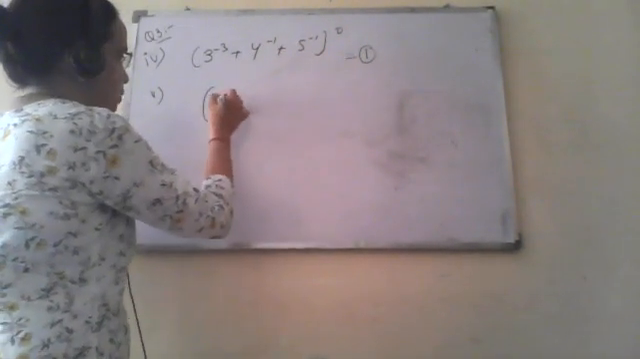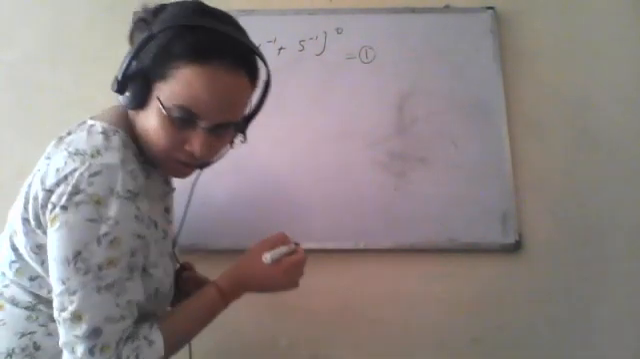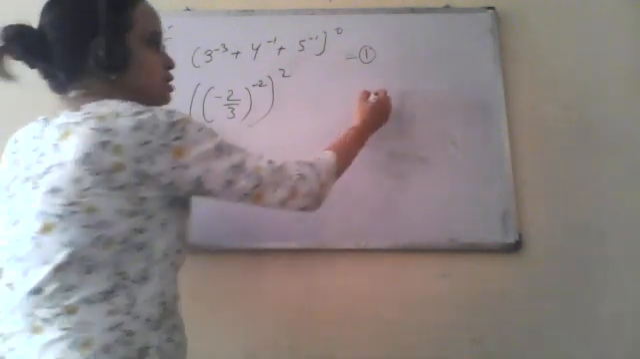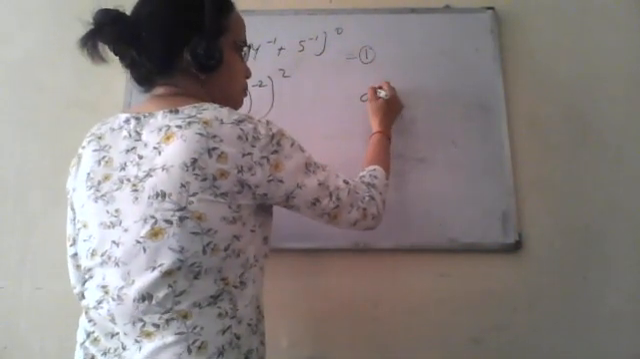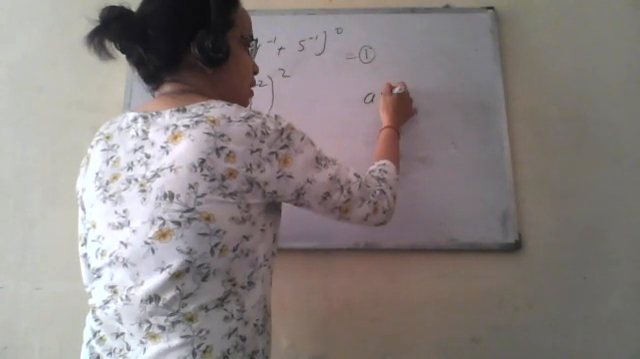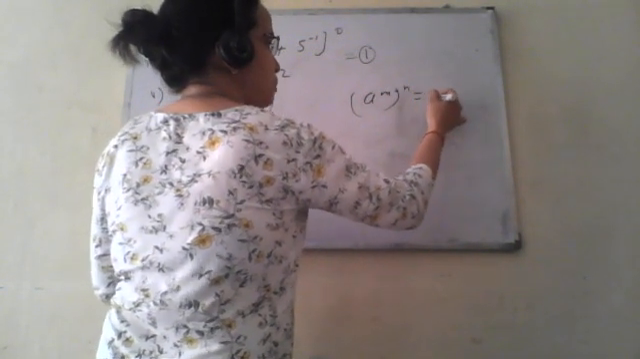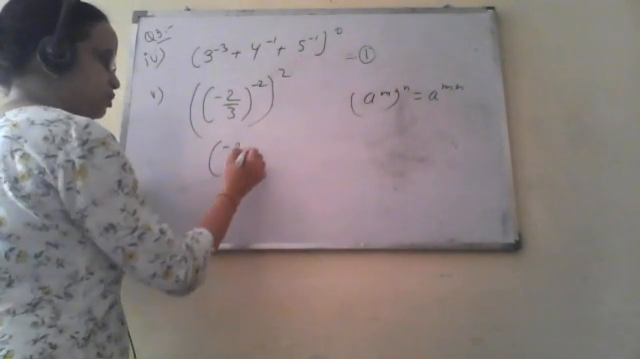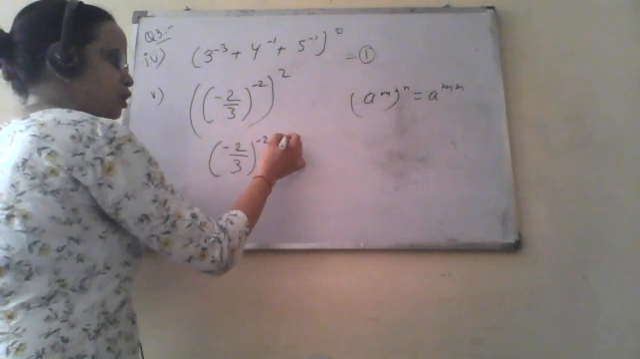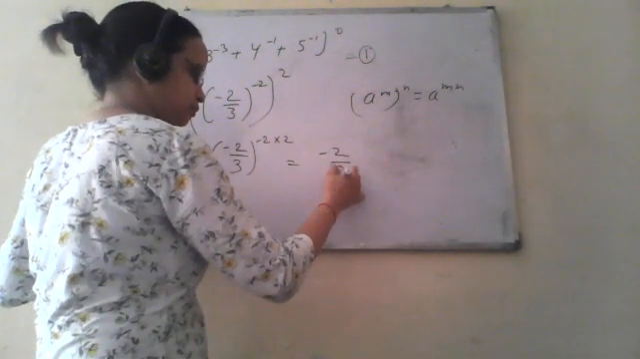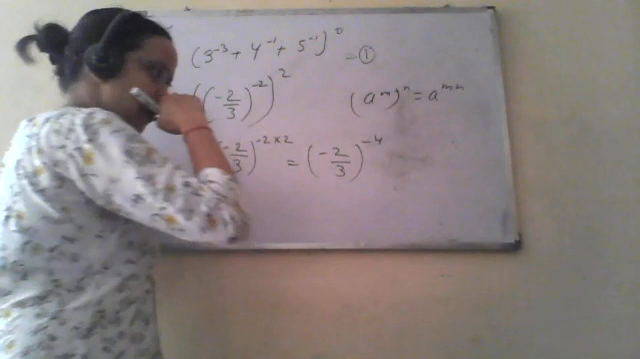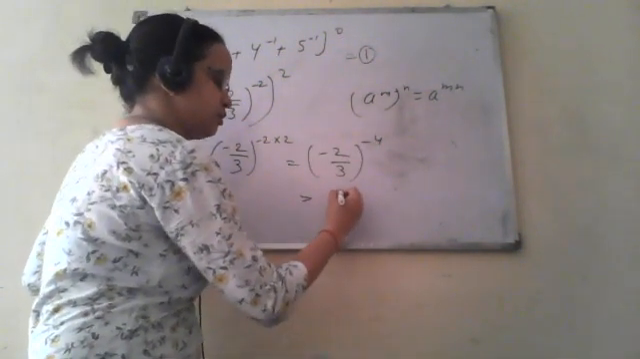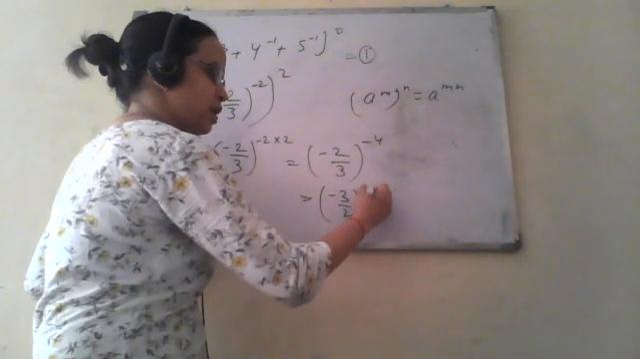Okay. So now the last part of this question, that is the fifth part. We have minus 2 upon 3 raised to the power minus 2, whole to the power 2. Now a to the power m whole raised to the power n will become a to the power m into n. So it will become minus 2 upon 3 raised to the power minus 2 into 2, that is minus 2 upon 3 raised to the power minus 4. Then we have to convert this into a positive exponent by reciprocating the fraction. It will become minus 3 upon 2 to the power plus 4.